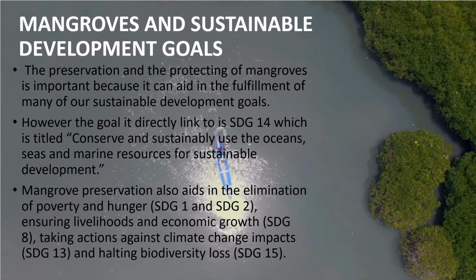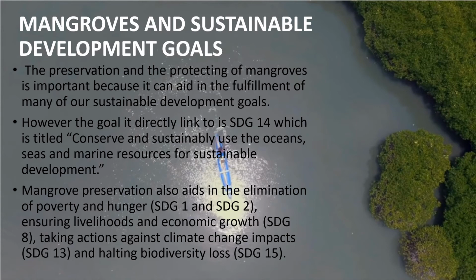So by 2030, the United Nations wants to achieve full and productive employment and decent work for all women and men, including for young people and persons with disabilities, and equal pay for work of equal value. Mangrove ecosystems provide a job. You're able to obtain the necessary resources from the environment to be able to provide a living for your family.